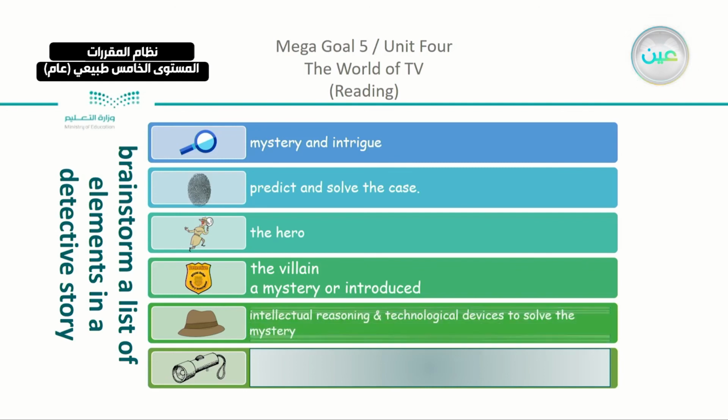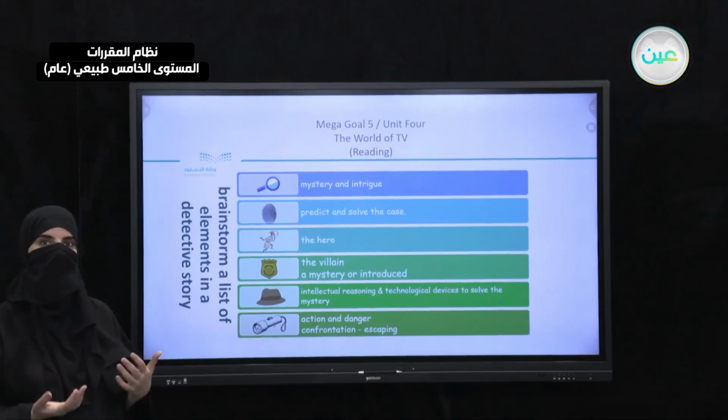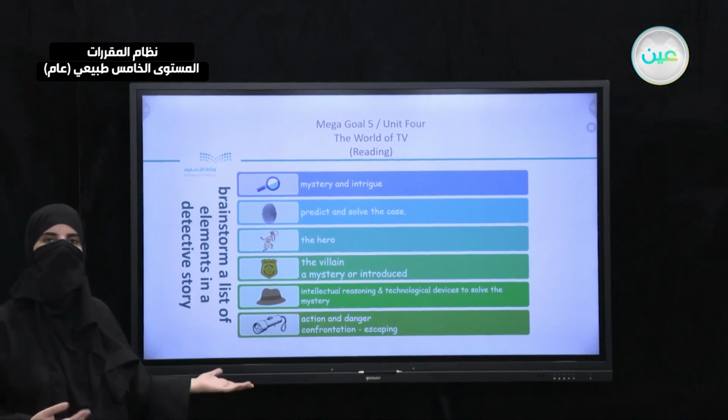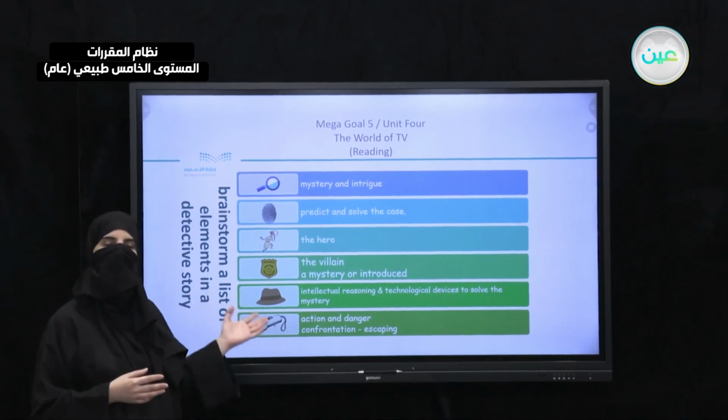Also, intellectual reasoning and technological devices, the tools, the gadgets that can be used to help the detective solve the case or the mystery. And of course, if there is no action, there is no danger, it couldn't be a crime story or a mystery story. And we have here also, there's a kind of confronting, as we said, between the villain and the detective. And there can be some kind of escape part. It can be either the hero or the villain, whatever, it depends on the story.